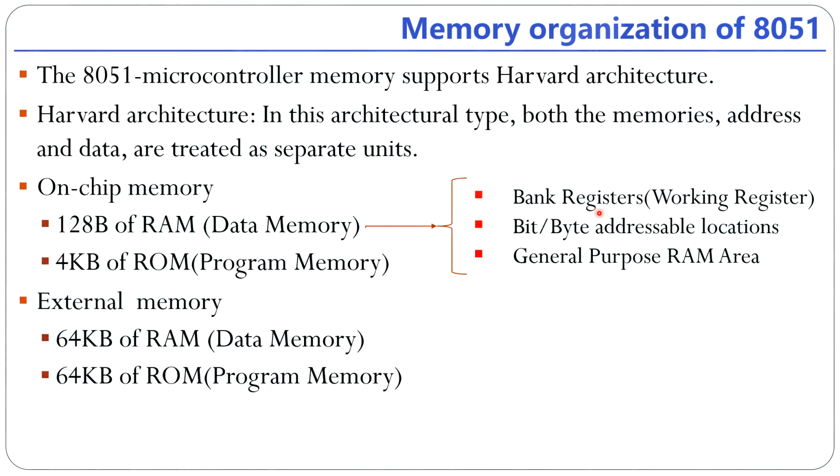Now, the data memory, just more explanation of this. Bank registers, this is related to the bank registers, the working registers. Bit and byte addressable locations, general purpose RAM area. We will also explain these in detail in future slides. Basically, this RAM portion will come in the 8051 microcontroller.